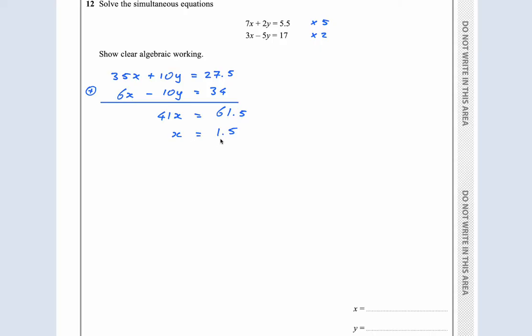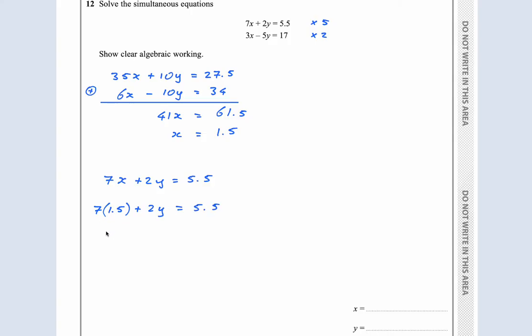Once I have my x, I can use any equation essentially to get my y. Well, let's just use the first one. So I have 7x, well, let's write it out. 7x plus 2y equals 5.5. I'm going to sub this 1.5 into this equation instead of x. So 7 times 1.5 plus 2y equals 5.5.